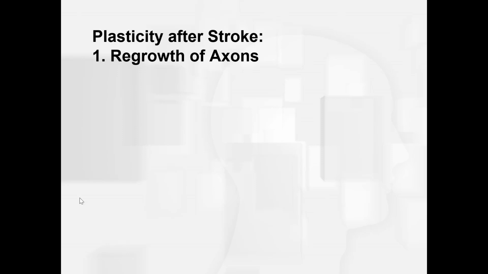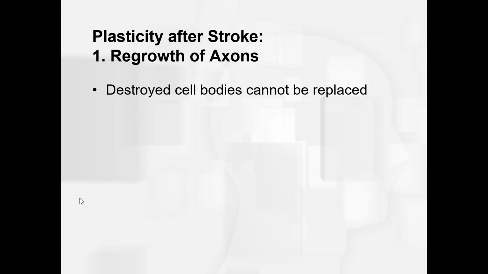So first we'll talk about the regrowth of axons. When a cell body is destroyed because of a hemorrhagic event or because of a loss of nutrients like glucose and oxygen, they can't be replaced. Our brain's neurons don't multiply through mitosis. We have a very limited amount of stem cells and neurogenesis that occurs, but for the most part, cell bodies that die are not replaced.